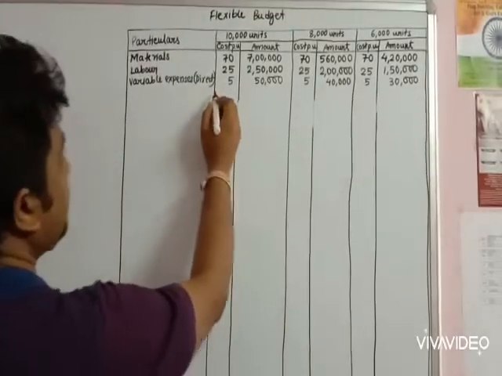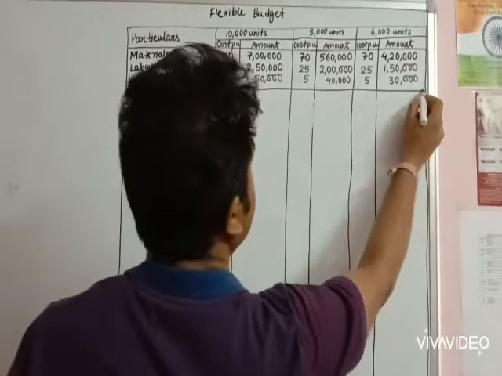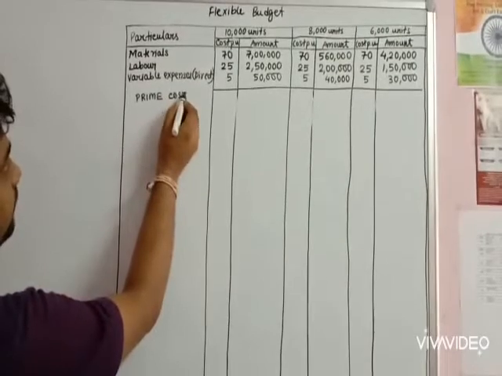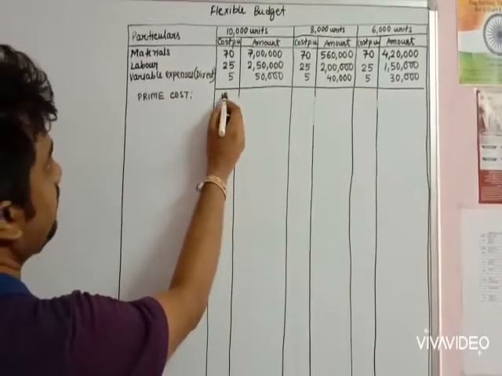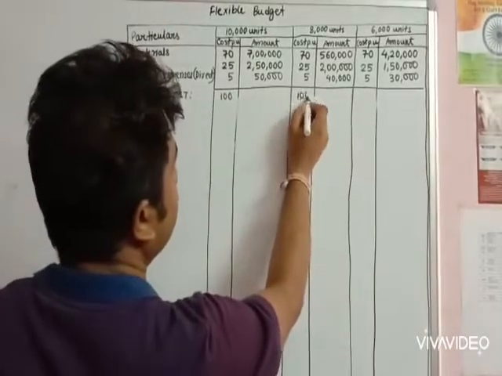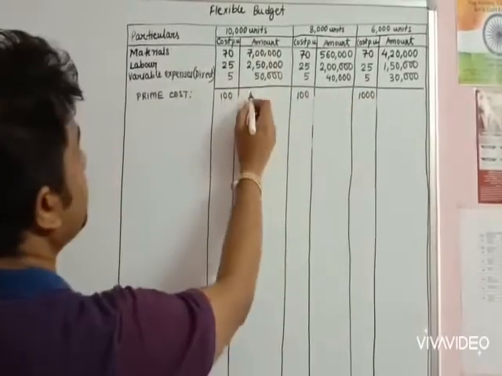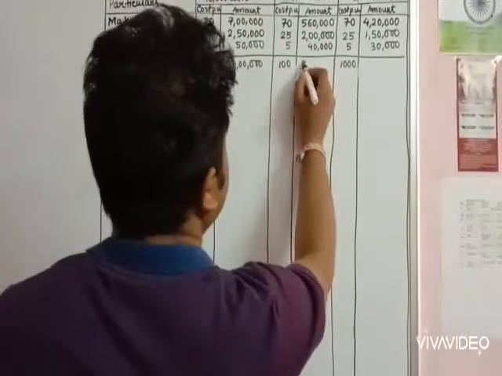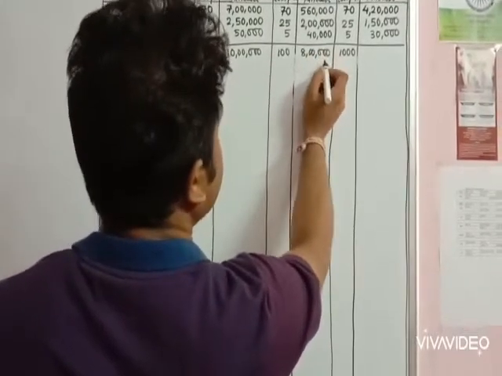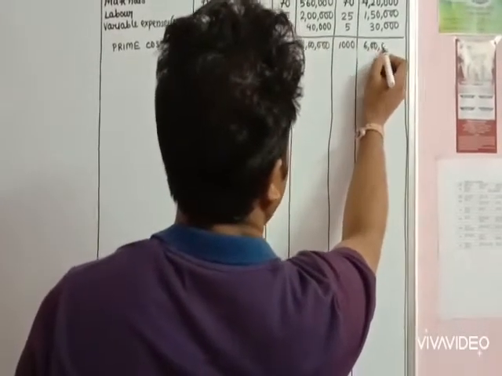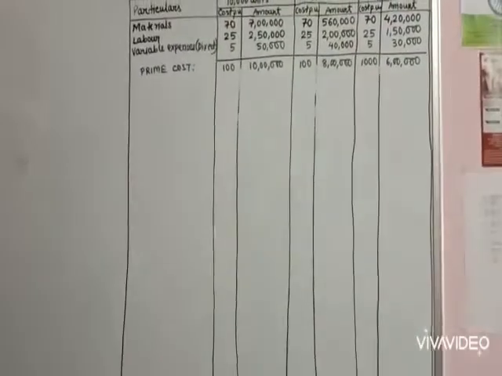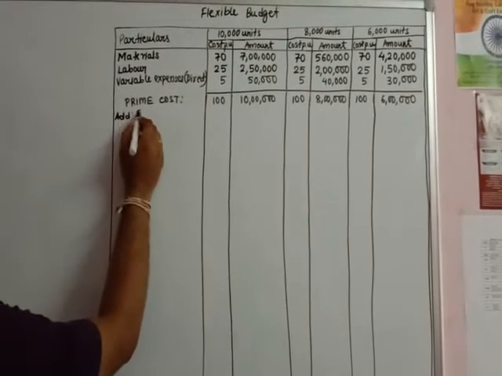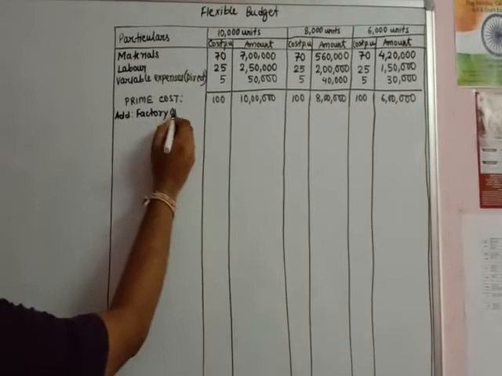If you add these expenses, you get the amount of prime cost. So it is 100 per unit. The total cost comes up to be 10 lakh for 10,000 units, 8 lakh for 8,000 units, and 6 lakh for 6,000 units. After the prime cost, you have to add to it the factory overheads.